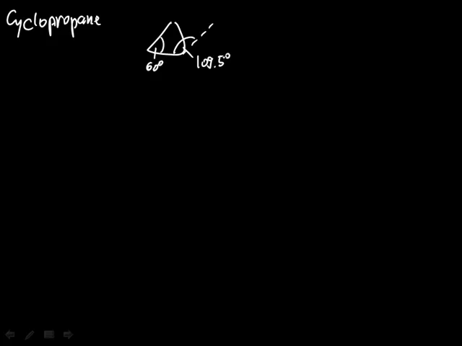Let's see now what the properties and structures are of a couple of smaller cycloalkanes. So let's start with the smallest one, cyclopropane, which we already said has an internal angle of 60 degrees, which is quite a distortion from the preferred tetrahedral angle for tetrahedral sp3 carbons of 109.5 degrees. And so this is a large angle compression that the system is exposed to.